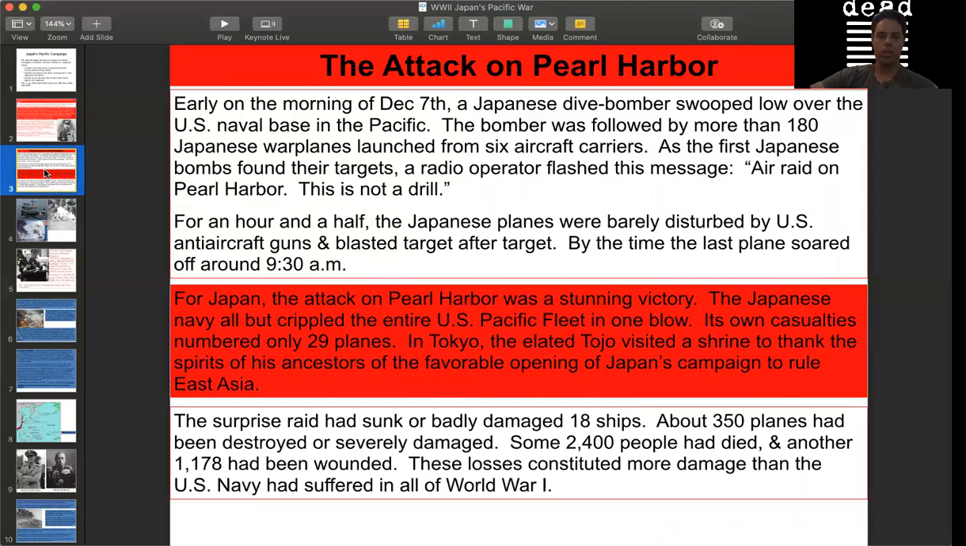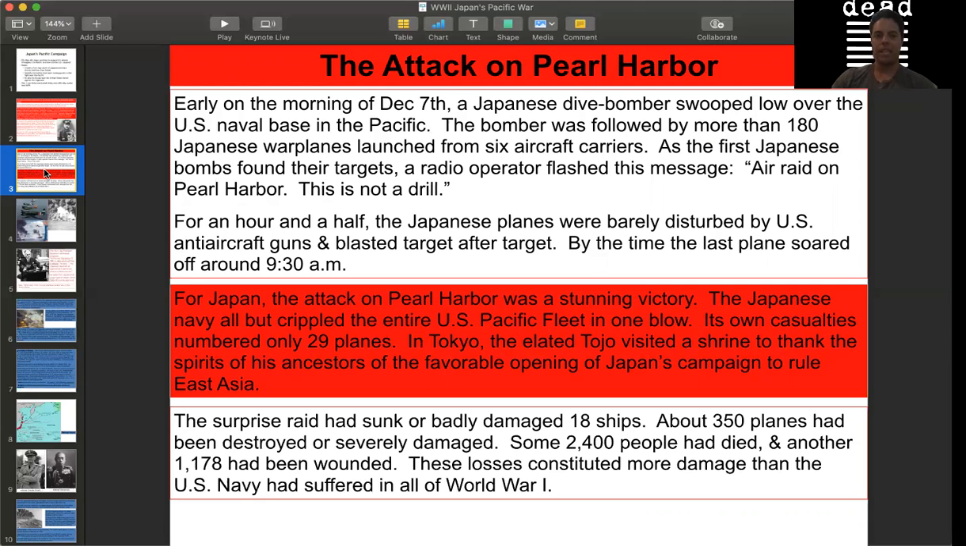And as the first Japanese bombs found their targets, a radio operator flashed his message: an air raid on Pearl Harbor. This is not a drill. And for an hour and a half, the Japanese planes would barely be disturbed by the U.S. anti-aircraft guns and blasted target after target. And by the time the last plane soared away around 9:30, the Japanese attack would be absolutely devastating. For Japan, the attack on Pearl Harbor was a stunning victory.